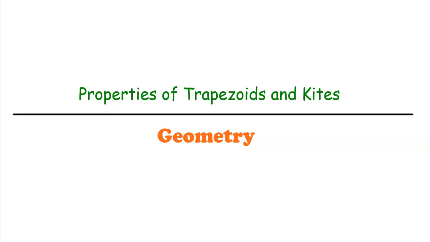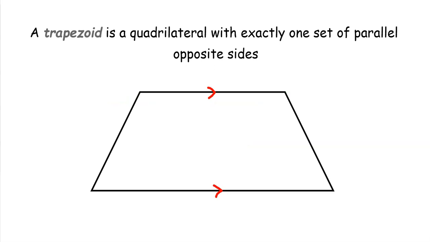A trapezoid is a quadrilateral that has exactly one set of parallel opposite sides. And that word exactly is incredibly important here, because it's not that it has at least one set of parallel opposite sides, which is sometimes how definitions of trapezoids are presented. It's that it has one and only one set of parallel sides.